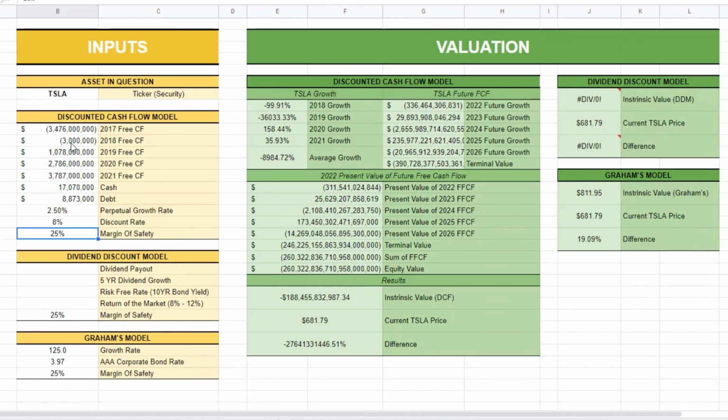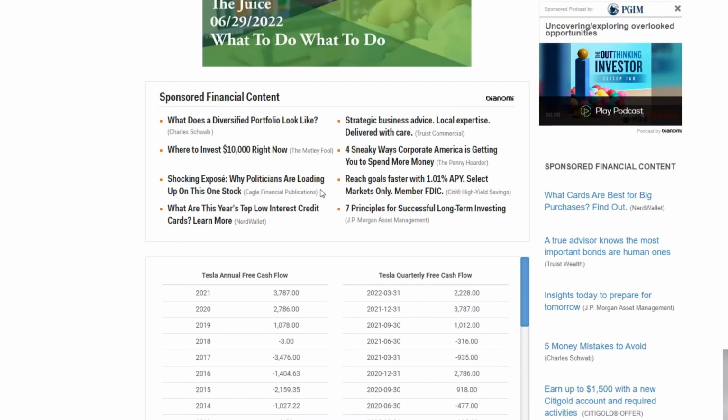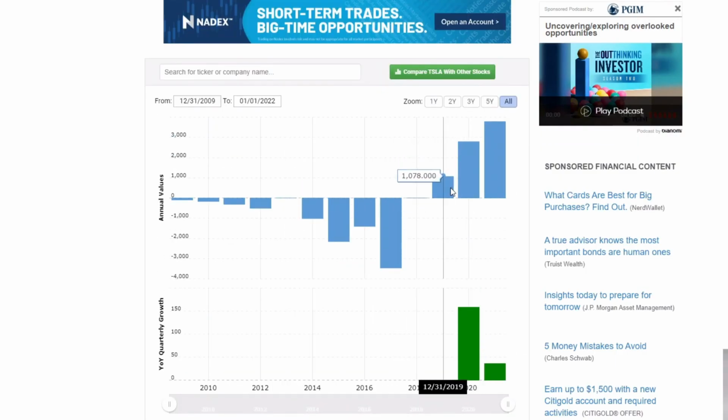So what we have to do is only go back these last 3 years. You take a look at the last 3 years, there's been positive cash flow, and the years previous, it has been pretty much negative cash flow for Tesla. And that is actually reflected in their stock price.